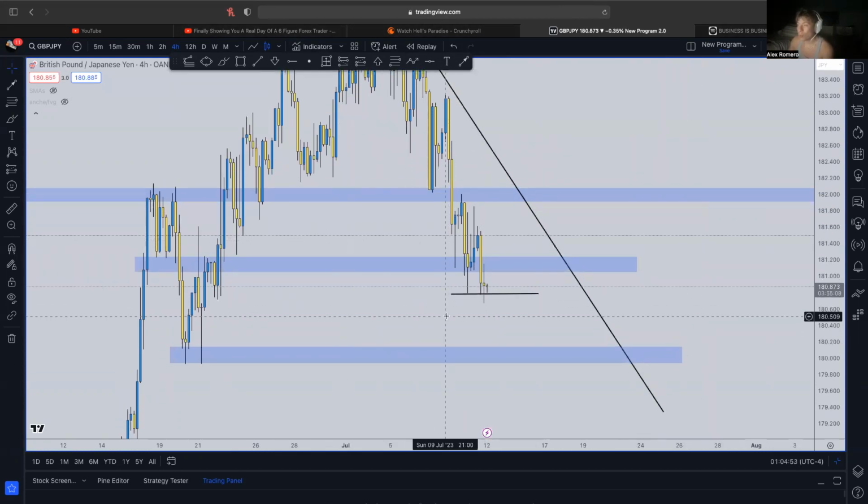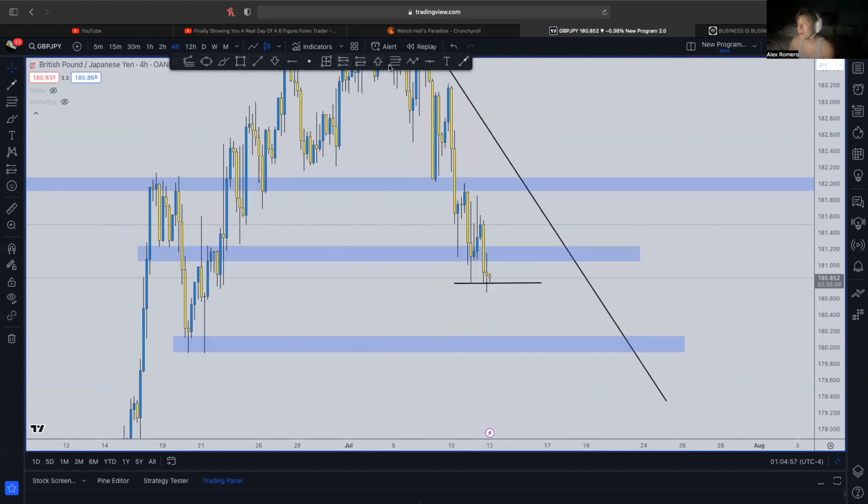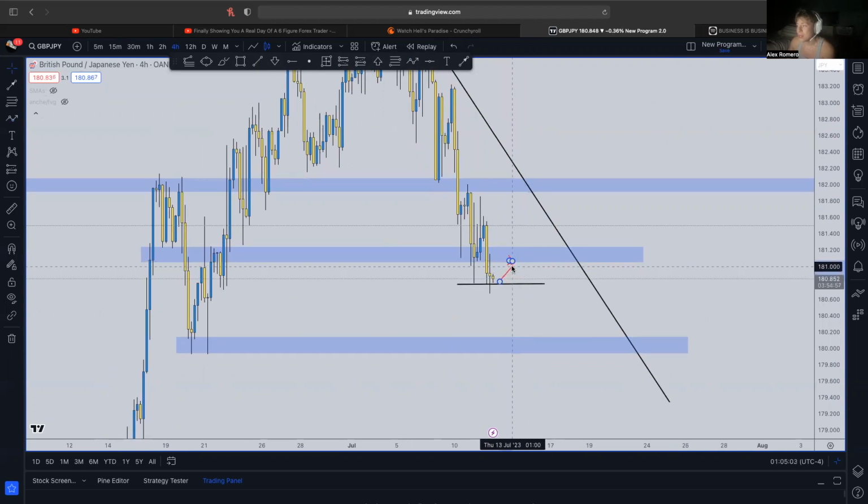What do I expect? What am I going to be waiting for London session, right? And what I'm going to be waiting for is honestly just a simple pullback into this level right here, right? And to actually have this trade continue to the downside. This is very ugly. Continue to the downside, right?